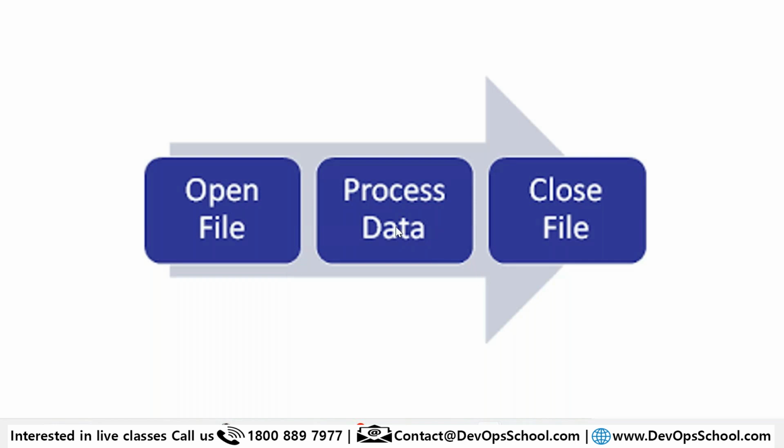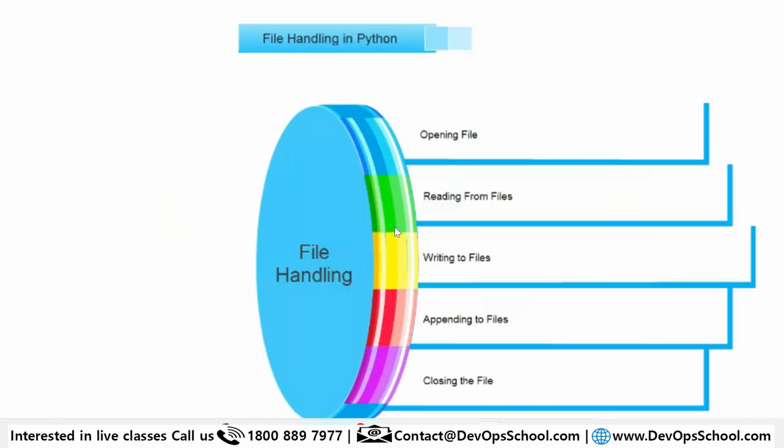When processing the data, you can do writing or appending, searching, or anything you want to do, but you have to open a file, process the data, and close the file. Okay, so again, to repeat: file handling means opening a file, reading a file, writing a file, appending a file, or closing the file. These are the things which we need to do.